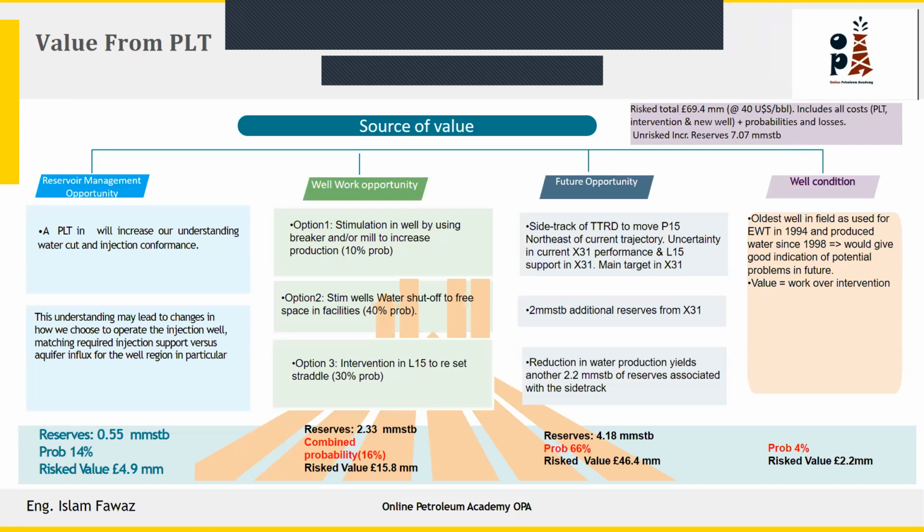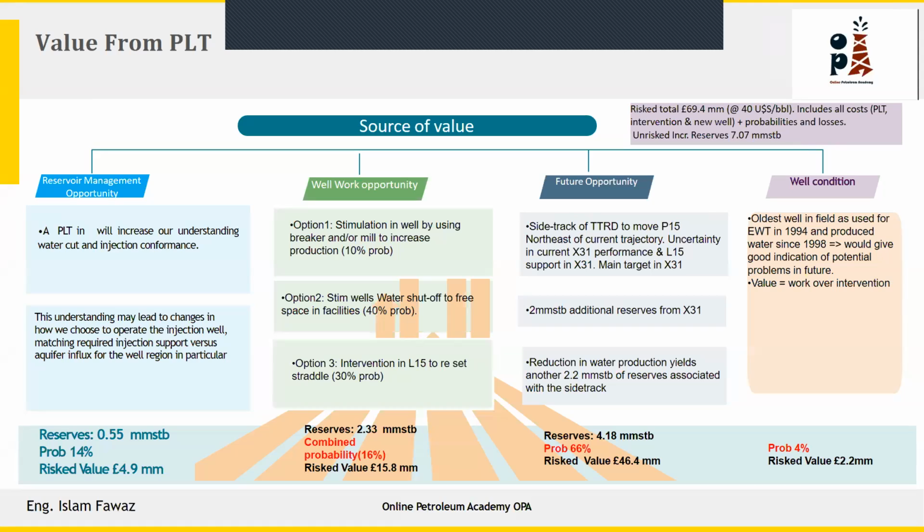This is one approach. Another source of value is well work opportunity. When we have options for well work for this well, option one is to work the well using a breaker or mill to increase productivity, around 10 probability. Option 2 is stimulate the well with water shut off. Option 3 is intervention in this well to reset straddle packers between the unwanted water. This is reserves around 2.3 million, 3 million, and the probability is around 16%. By then, the risked probability value is around 15.9. By multiplying 69.4 by 60%, this is the risk value for this well.